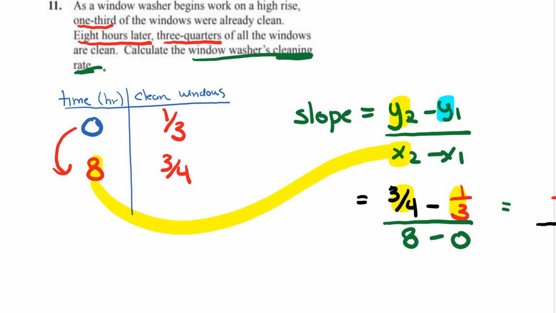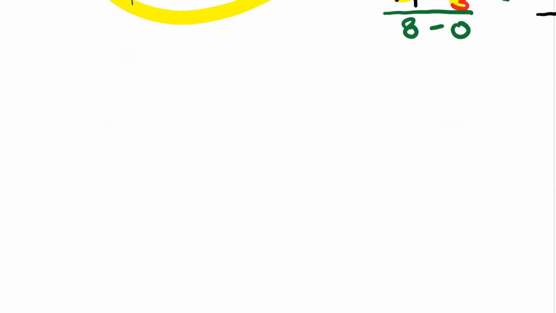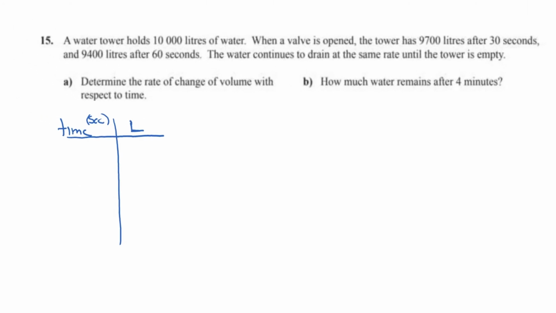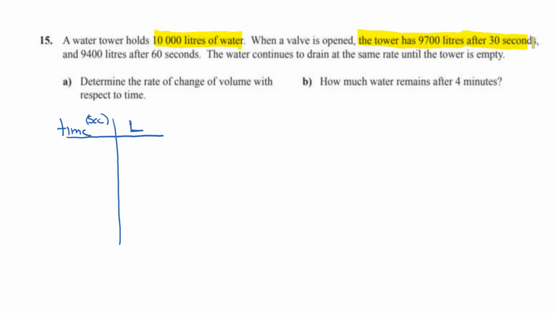Okay, so that's it for number 11, and we'll finish off this homework video with question number 15 here. So 15, there's a little bit of work to do with this question, so let's try to do this question very slowly. A water tower holds 10,000 liters of water. When a valve is open, the tower has 9,700 liters after 30 seconds.